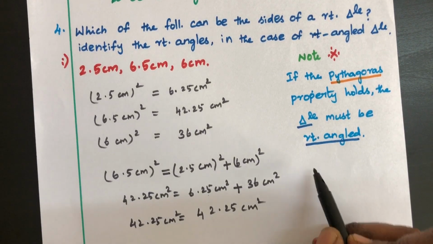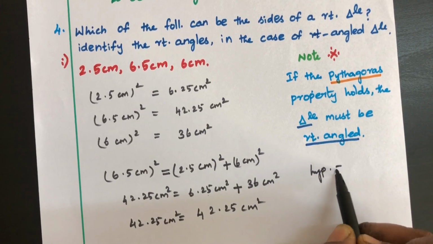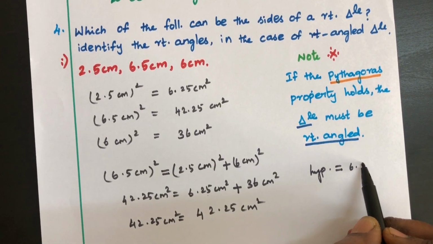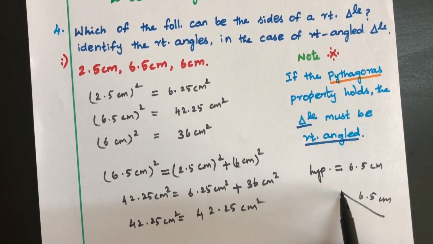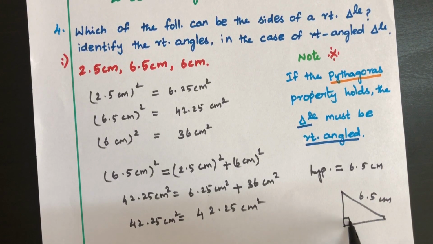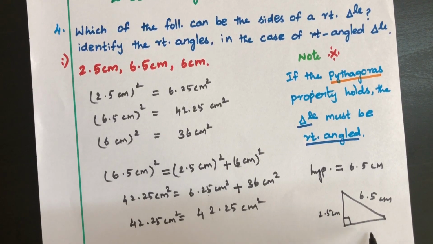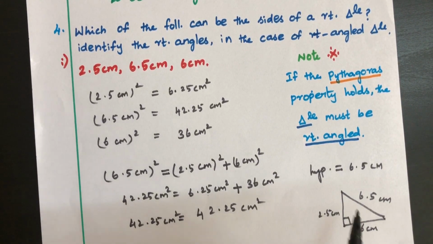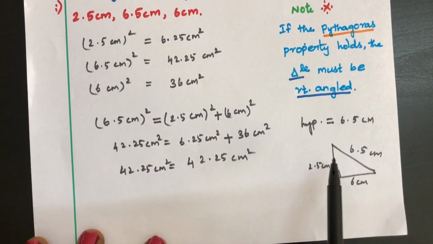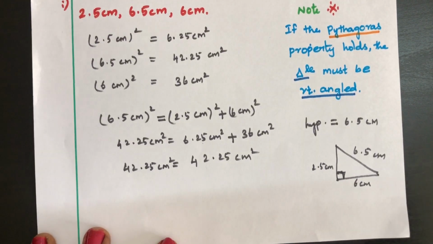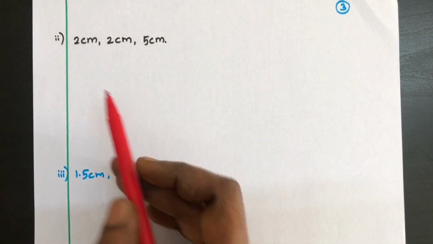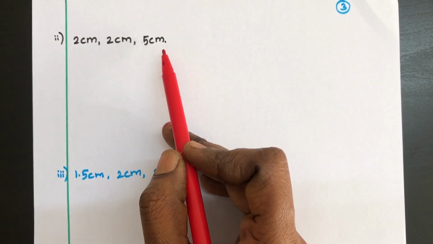So the hypotenuse side is equal to 6.5 centimeter and the other two sides, one is 2.5 centimeter and the other is 6 centimeter, in any order. Okay, this is how we identify the right angles, and in this case it is a right angle. Here a right angle will form. So this is 6.5. Hypotenuse is always the longest side. Second subdivision also we are going to check whether it is a right angle or not.